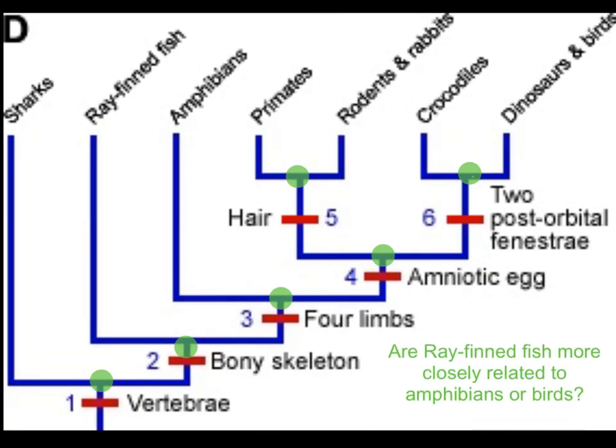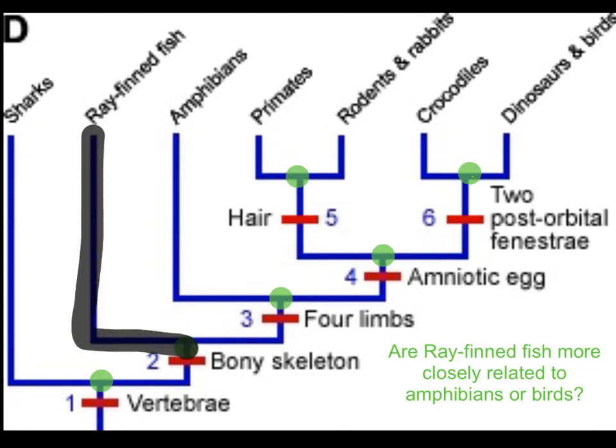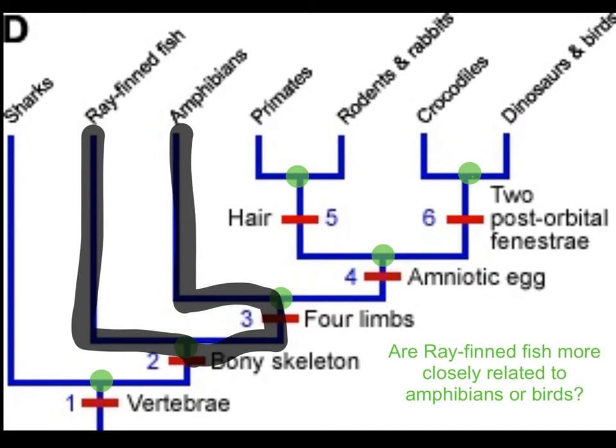Are ray-finned fish more closely related to amphibians or birds? Take a second to find this out. We can see that ray-finned fish and amphibians are right next to each other on this tree, which might lead some to believe that they are closely related. But let's trace this back to the common ancestor they share. So we can see that their common ancestor is at this node here.